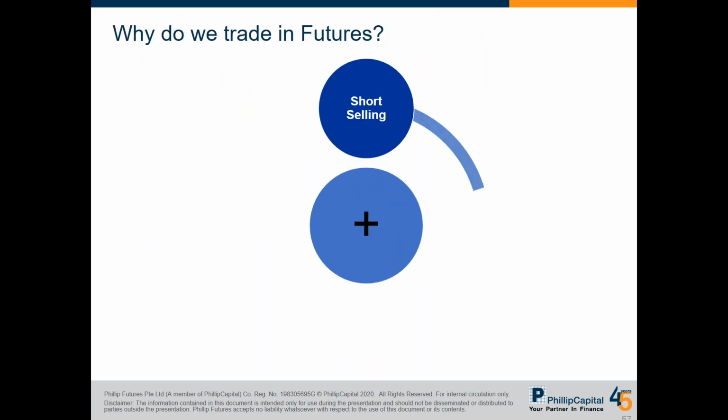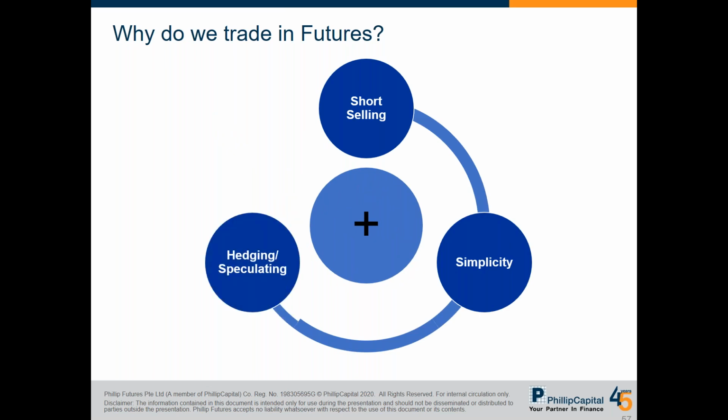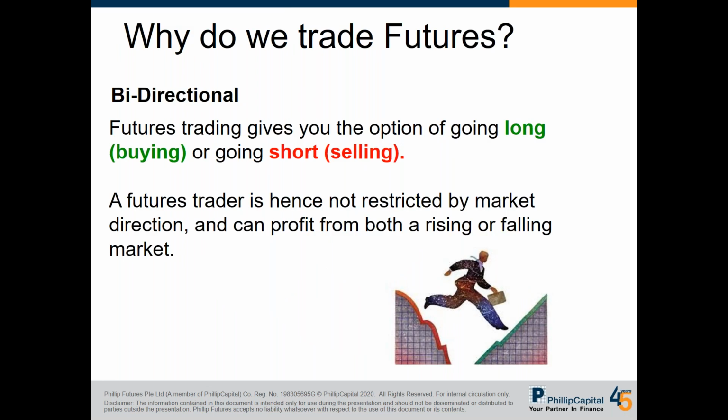So why do we trade in futures? The main thing is these three points, which is you can short sell. If you are thinking that the markets are going to go down further, you can short sell first, or you can long the product if you're thinking it's going up. It's simple because you do not have to do individual stock analysis. You can just monitor the main macro movement and partake in the market action based on that. Also, you can be either a hedger or a speculator. It works both sides, so it's bi-directional. You can go long and go short, so you can profit from both a rising and falling market environment.